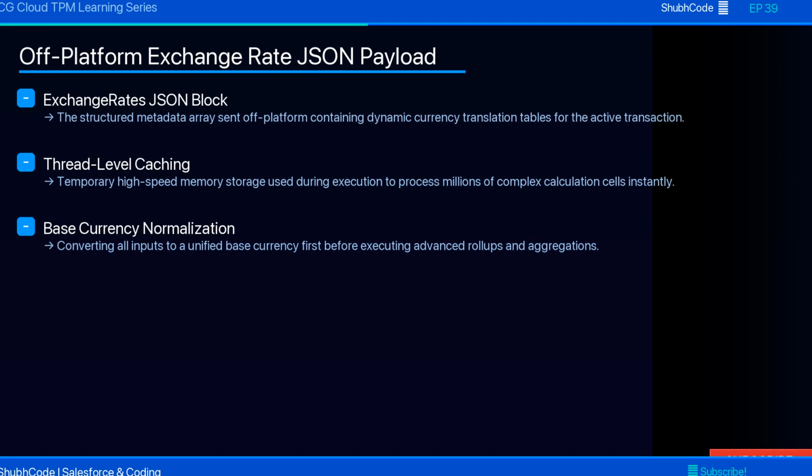Let's look at how the off-platform engine actually receives this exchange rate data via API payloads. When a user changes a promotion, the transaction payload contains a specific exchange rates block mapping active currency ISO codes. For example, the JSON node might look like exchange rates, CAD 1.35, EUR 0.92, relative to USD. The processing service reads this metadata block, caches it for the execution thread, and instantly processes multi-currency row rollups.